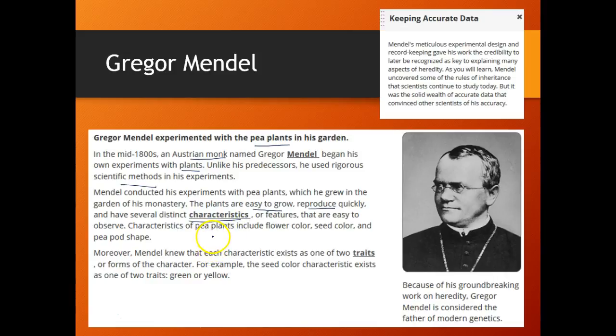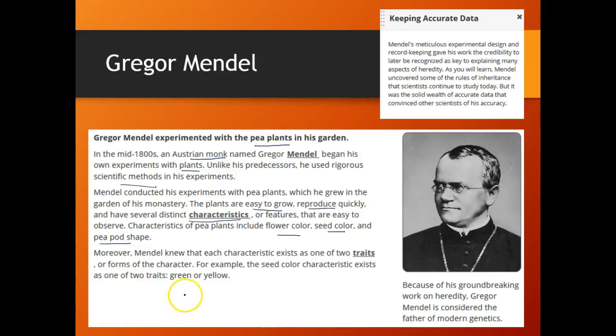So he couldn't do these experiments with humans because, as you know, humans don't reproduce until later on in life, whereas plants can reproduce in a much quicker turnaround. Okay, so some characteristics that he observed of pea plants would include flower color, seed color, and also pea pod shape, and we'll take a look at some other ones as well.